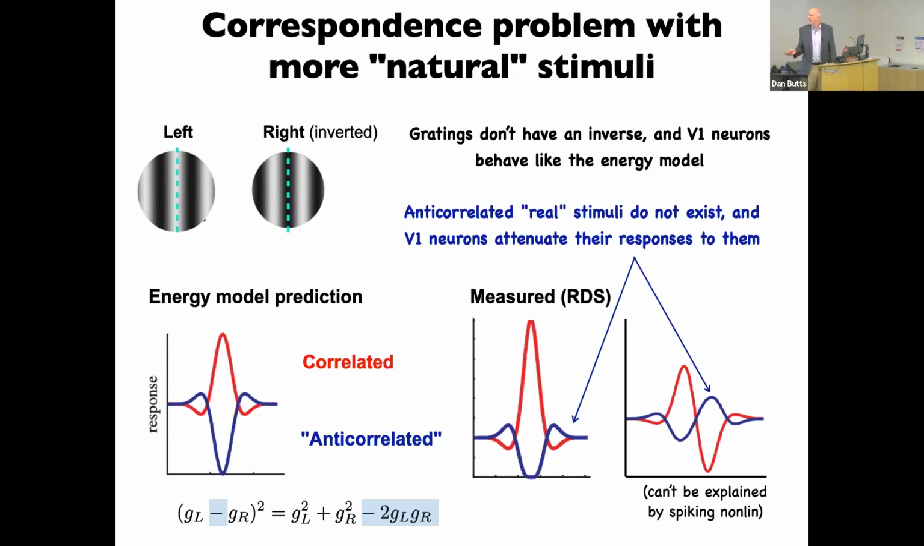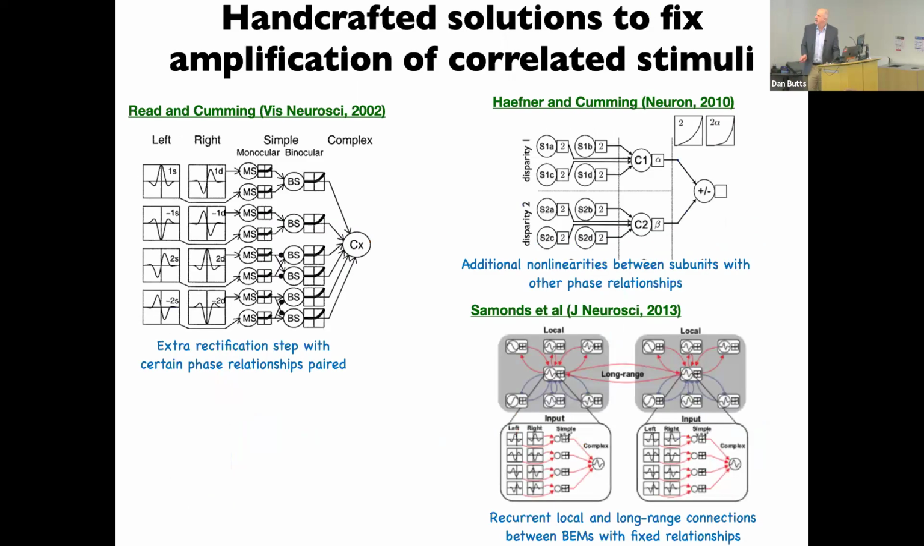And of course, this is what the binocular energy model would predict, but somehow the real neurons are not explaining response to anti-correlated images. So this speaks to two things being important. First of all, that when you go to more natural situations, the binocular energy model fails. And I'm sorry, I lost the second thing.